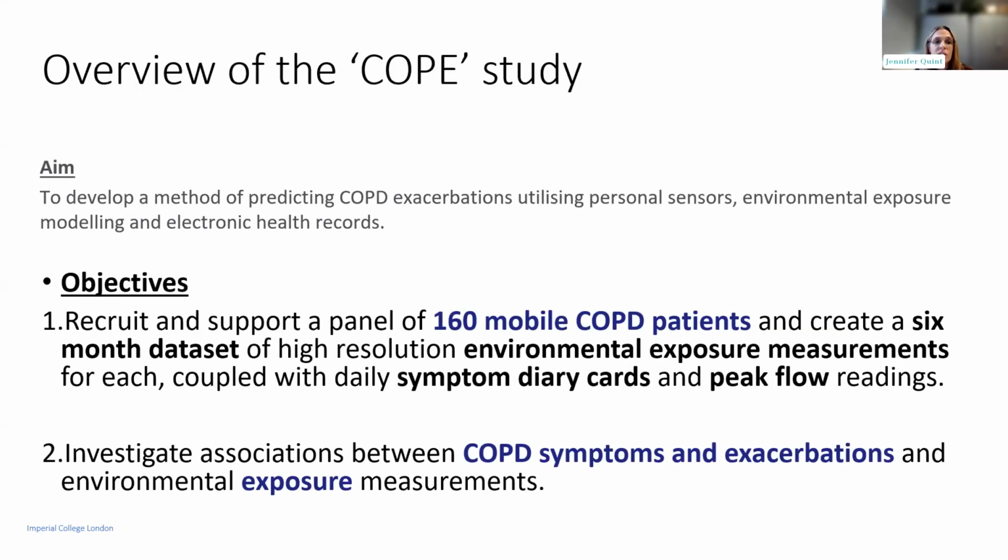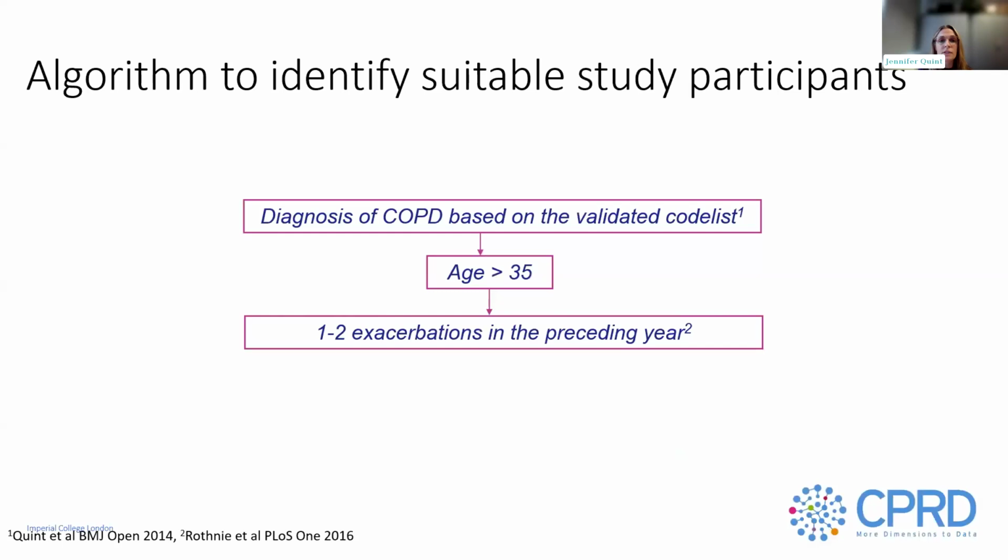So our overarching aim was to develop a method of predicting COPD exacerbations using personal sensors, this exposure monitoring and electronic healthcare records. Our specific objectives were to recruit 160 COPD patients, create a 6-month data set of high-resolution environmental exposure measurements for each of those people, and give them daily diary cards so that we could supplement information from daily diary cards and peak flow readings. And then from that, investigate associations between symptoms and exacerbations, which we're able to capture from diary cards and routine electronic healthcare record data, and their various environmental exposure measurements.